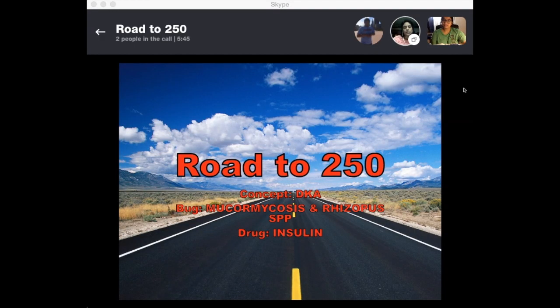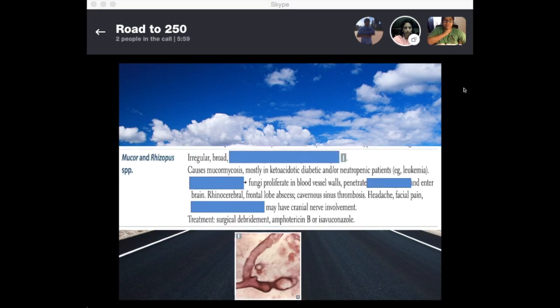All right, so today on Road to 250, I'm going to talk about DKA. The bug is going to be Mucormycosis and Rhizopus, and then for drugs, I'll talk about insulin. So to start off with our bug, Mucor and Rhizopus.